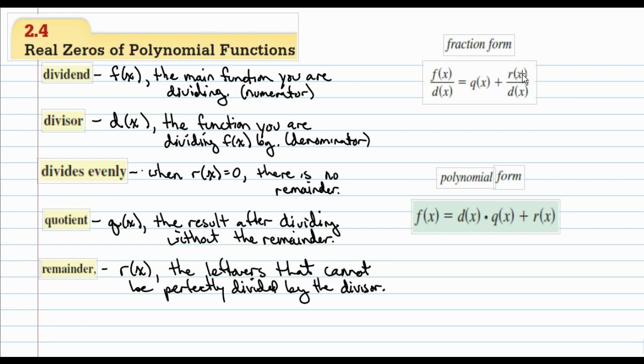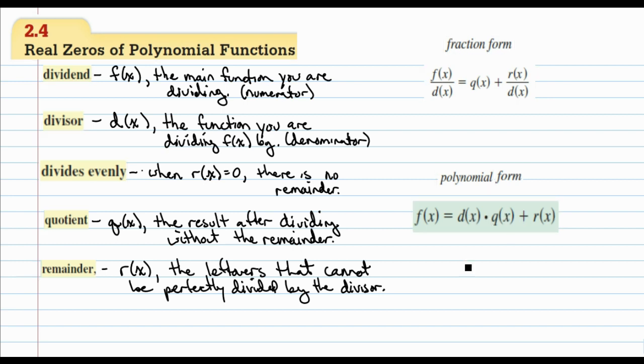Then you'll add the remainder divided by the divisor. Now, I'll show you an example of this, but basically the reason why you put the remainder over the divisor is because that's what a remainder is. It still remains to be divided by what you're dividing by. Polynomial form will be f of x equals your divisor times your quotient plus the remainder.